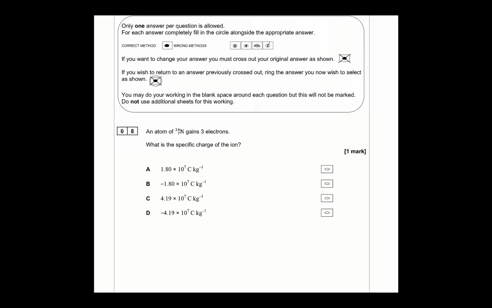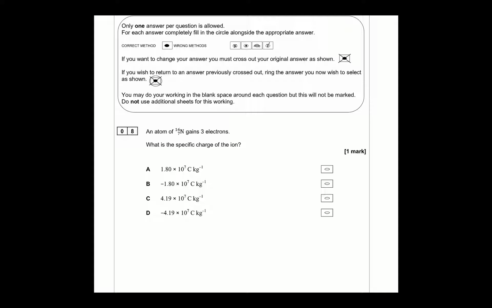Okay, it is time to do the multiple choice section of the 2017 A-Level Paper 1 from AQA for physics. So, an atom of nitrogen 16 gains 3 electrons. What is the specific charge of the ion?